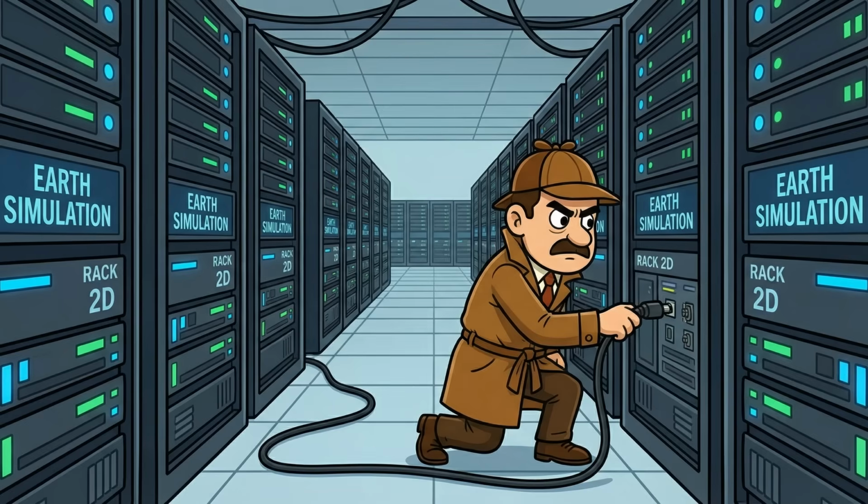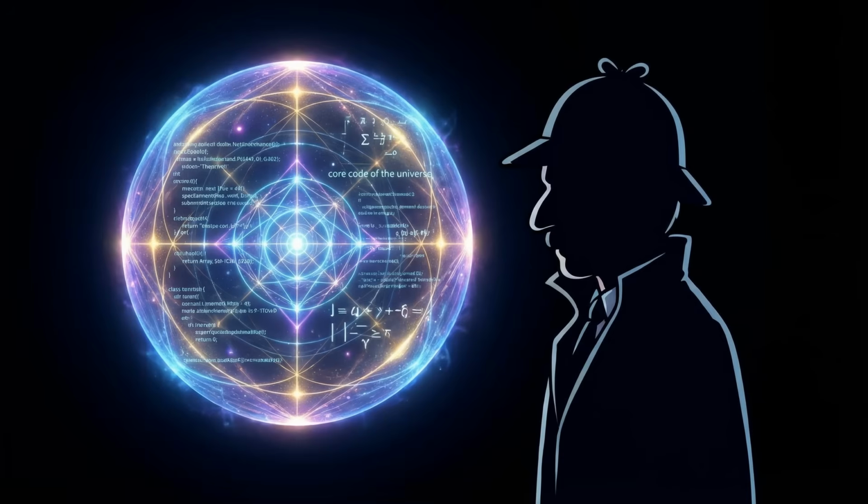If you were programming a simulation and wanted to save computational resources, you might use logarithmic scaling and recursive patterns that apply across multiple systems. Benford's law looks exactly like what you'd expect from an efficiently coded universe where the same mathematical subroutines handle everything from river formation to stock trading to radioactive decay.